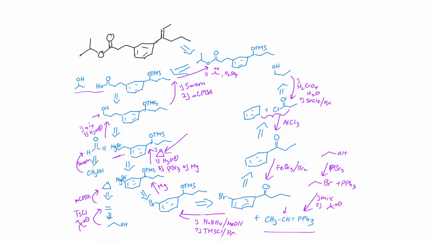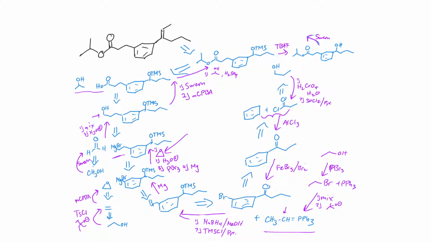And so I can do that in the forward direction. TBAF will expose the alcohol. And I'm going to try to use the same color here so we are on the same page. So ester, and then I can oxidize, and I would use, let's see here, how would I oxidize that? Probably the Swern.